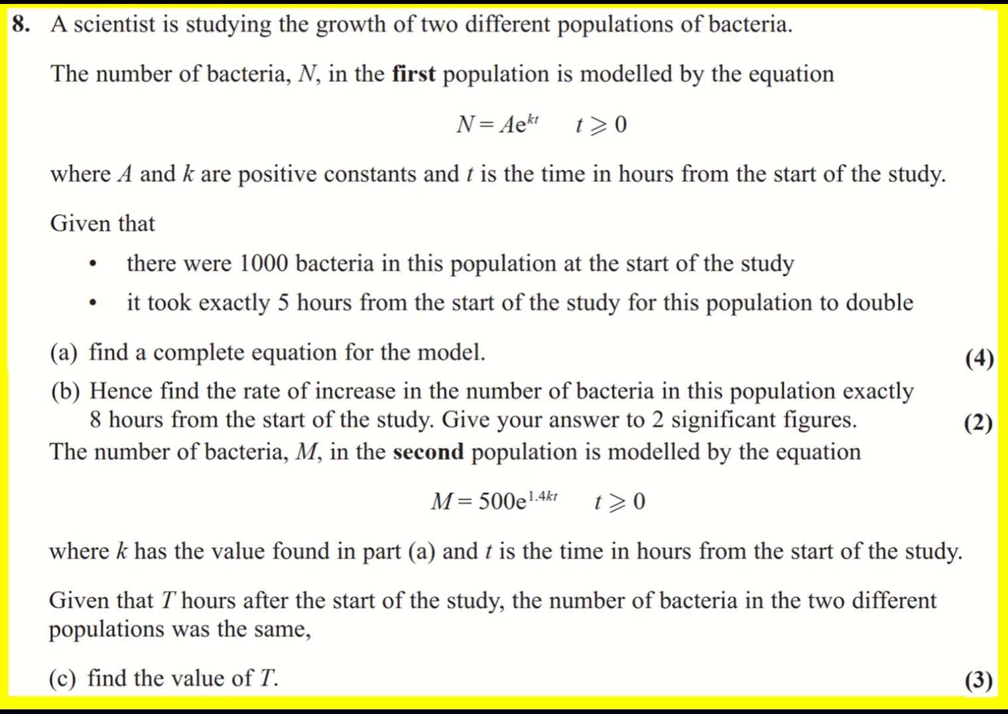Scientists are studying the growth of two different populations. First of all, we're looking at the first population, modeled by this equation. A and K are positive constants, T is the time in hours from the start of the study. And there were 1,000 bacteria in this population at the start of the study. Well, actually, that's going to be when T is 0, which means the exponential term will just become 1. That is our value of A.